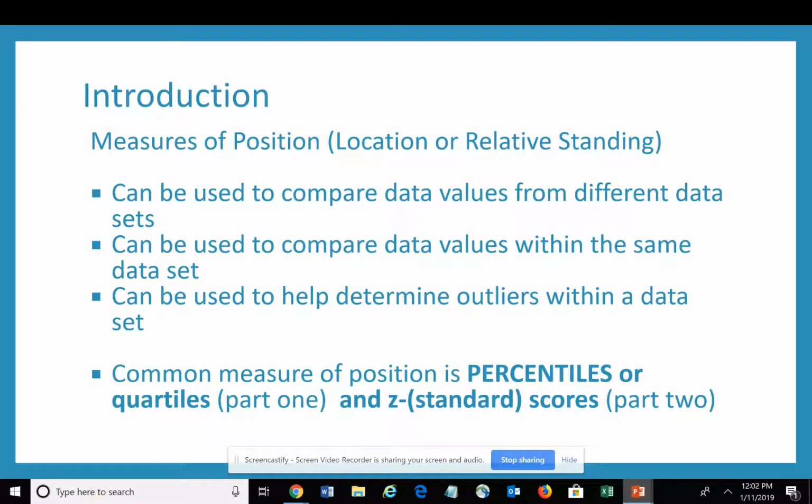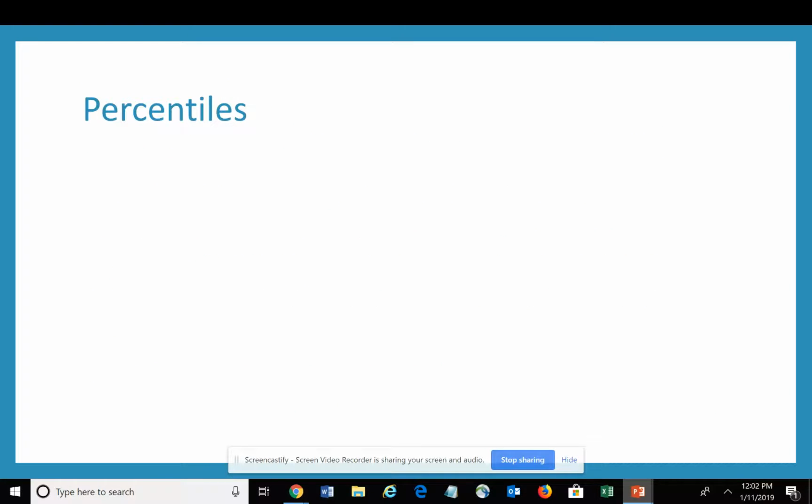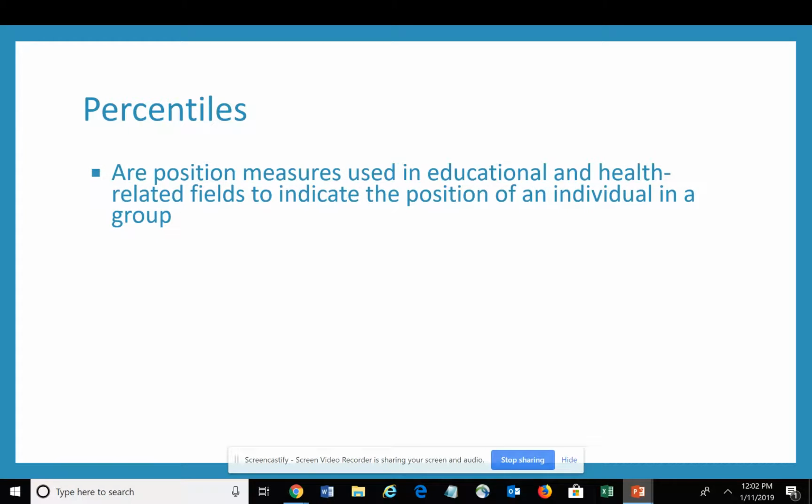We're going to look at two of the more commonly used measures of position. First of all, we're going to take a look at percentiles in this video, part 1, and then in part 2, we're going to take a look at the Z, or the standard scores. So let's focus on percentiles for a minute. Percentiles are a position measure or a measure of position.